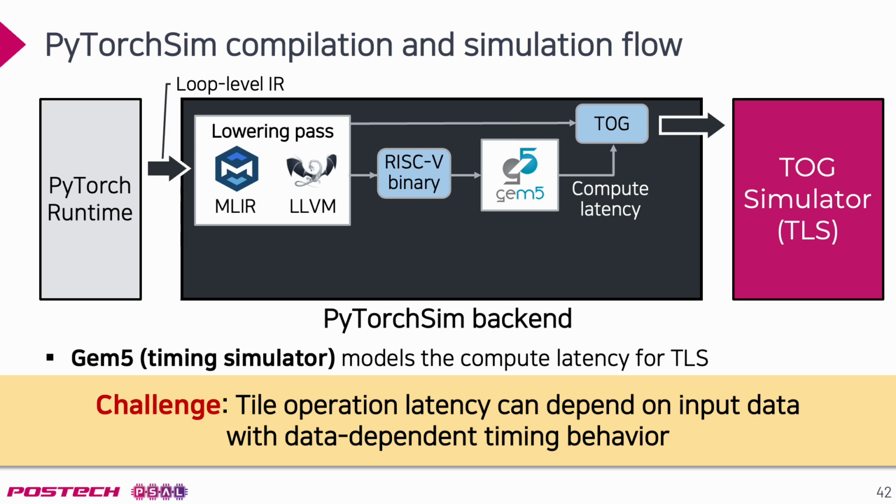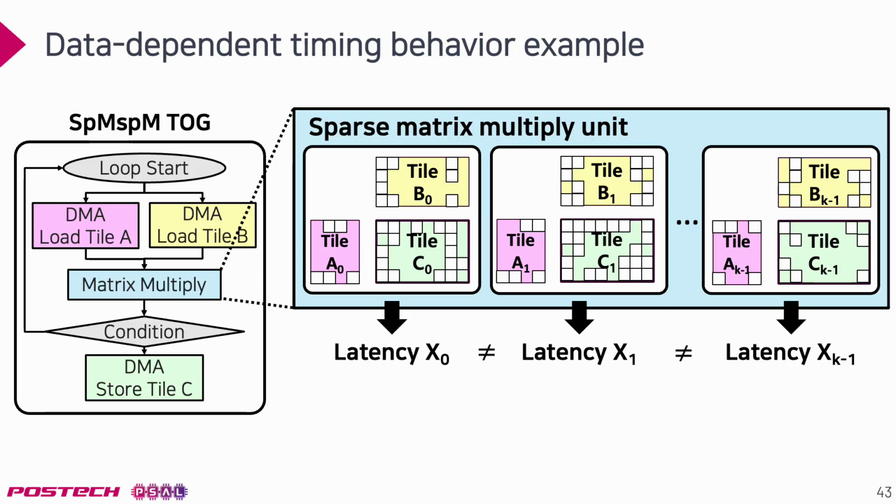However, one challenge is that when the timing behavior is dependent on the data values, we cannot model the latency as a single constant latency. So for example, consider a matrix multiply, but with sparse input tiles. Depending on the sparsity pattern of the input tiles, the sparsity pattern of the output tiles also can vary. And if the compute unit can exploit the sparsity, the latency of the operation can also vary depending on the input type. So we cannot model the compute latency as a single constant latency.